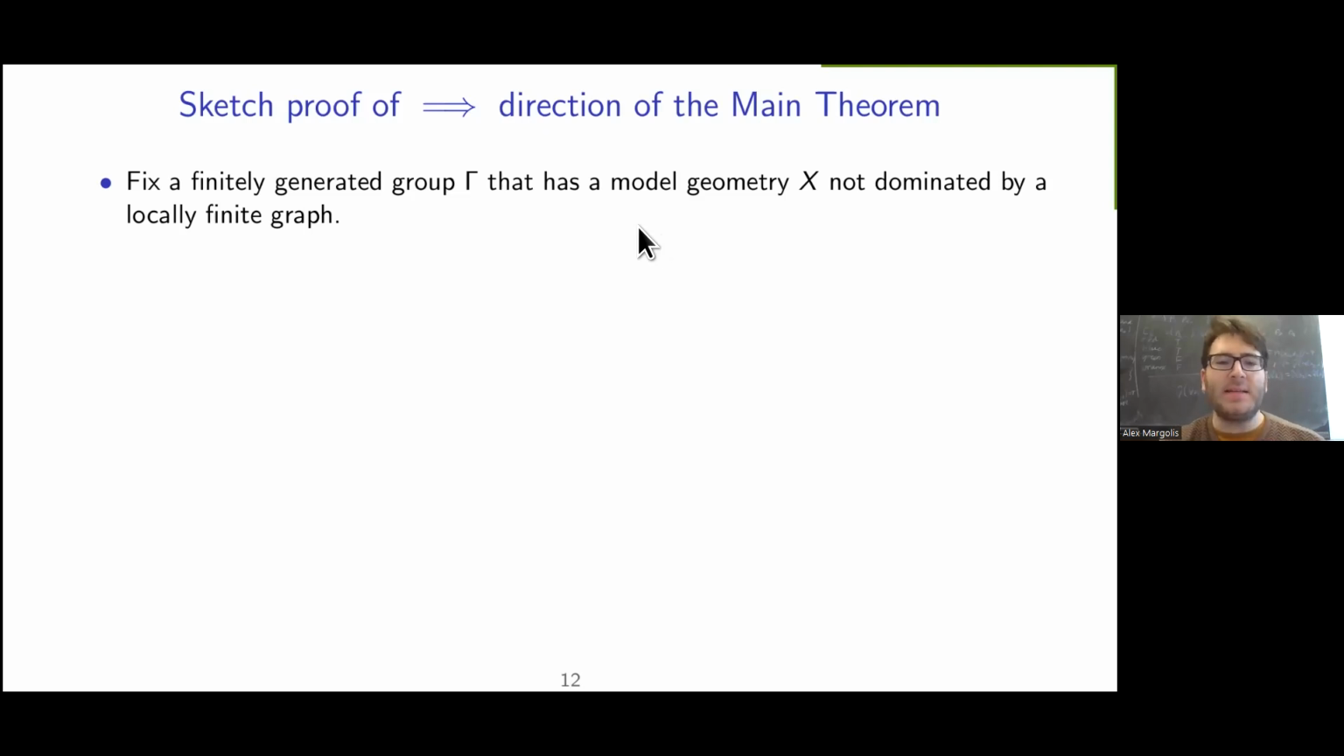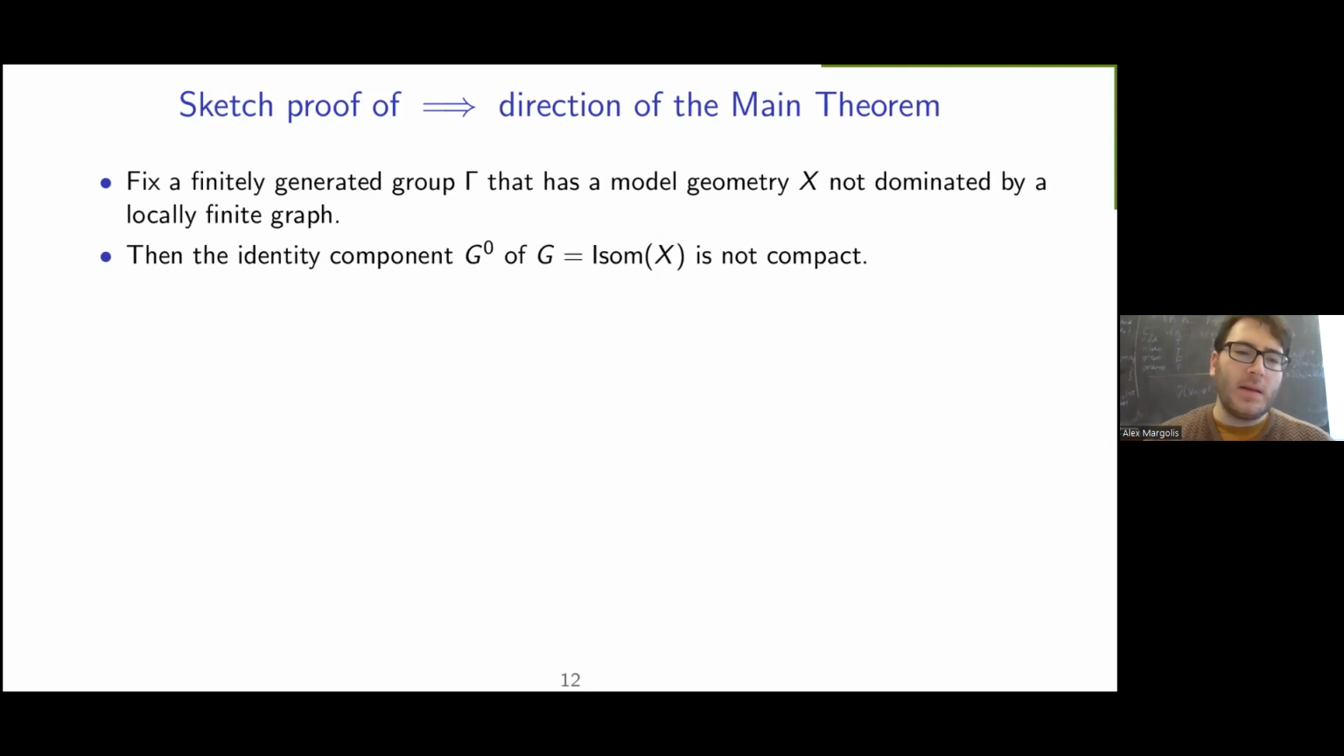So the forward direction is we fix some finitely generated group gamma, and it has some model geometry X that's not dominated by a locally finite graph, and we want to show that it has a suitable commensurated subgroup lambda. So what's the idea? We let G be the isometry group of this model geometry X, and we let G0 be the identity component of the isometry group. Because of the assumption that X is not dominated by a locally finite graph, that tells us the identity component can't be compact.